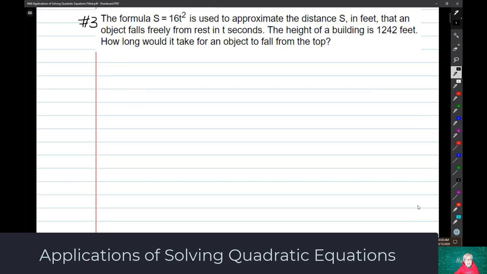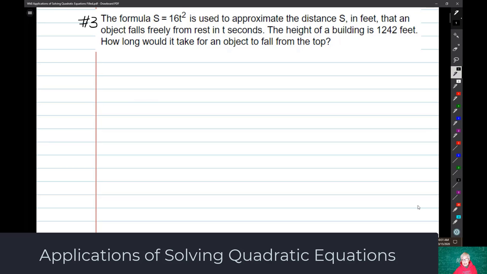The formula S equals 16 T squared is used to approximate the distance S. Notice they're using the letter S rather than the letter D. That's okay. Actually, that's a traditional letter for distance. I'm not sure why, I have to research that. Anyway, the formula S equals 16 T squared is used to approximate the distance S in feet that an object falls freely from rest in T seconds.